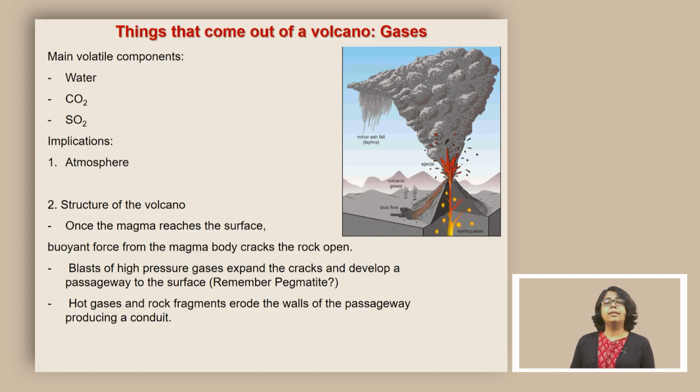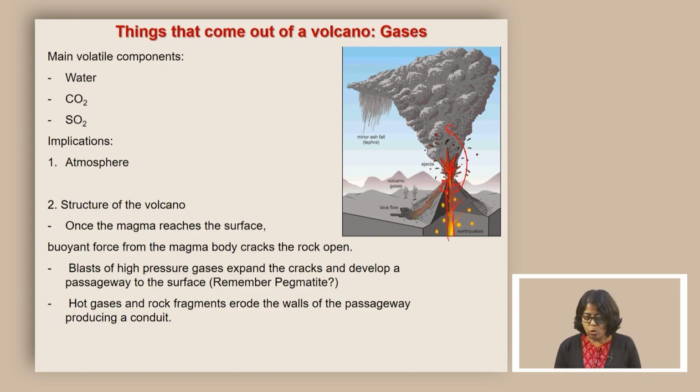So, you can form things like pegmatite, where these are large gas escape structures which are later filled up by other crystals. It also contributes to some of the solid fragments that we recover from these kinds of activities. So, hot gases and rock fragments erode the wall of the passage, the conduit. This is the part through which the magma is moving, and once it expands, it is going to break part of it, and they are also going to contribute to what comes out.